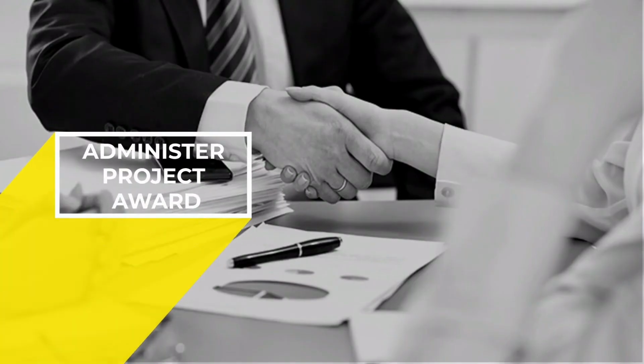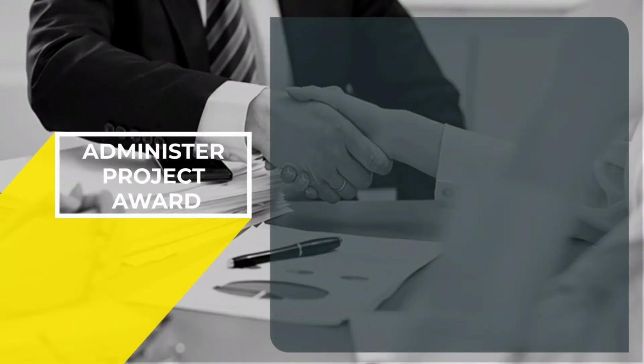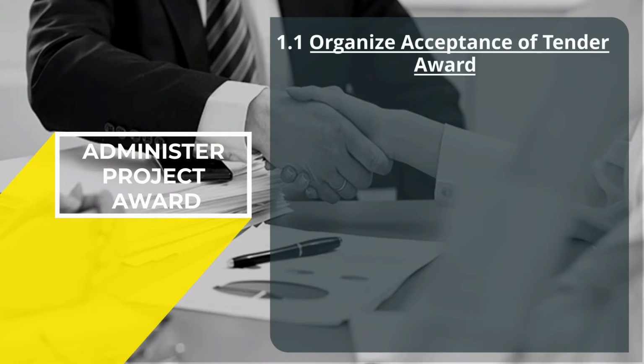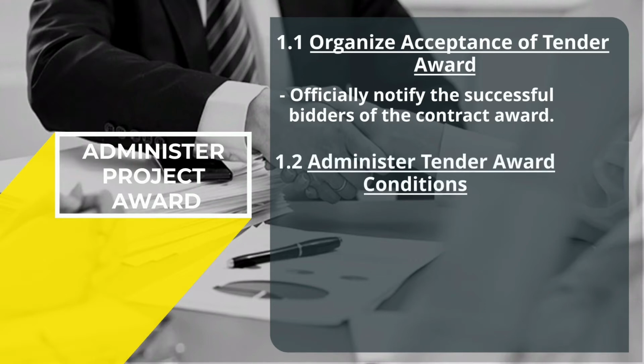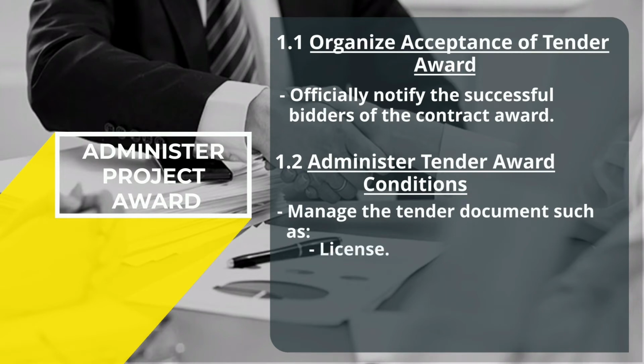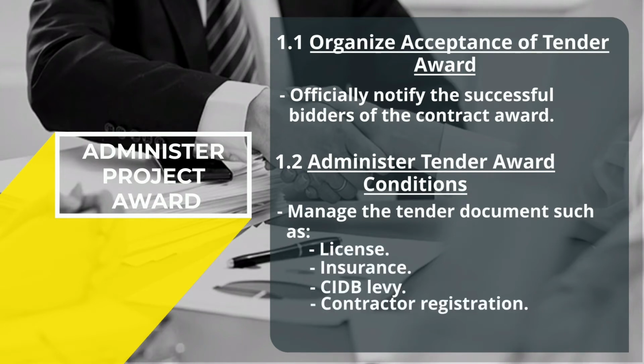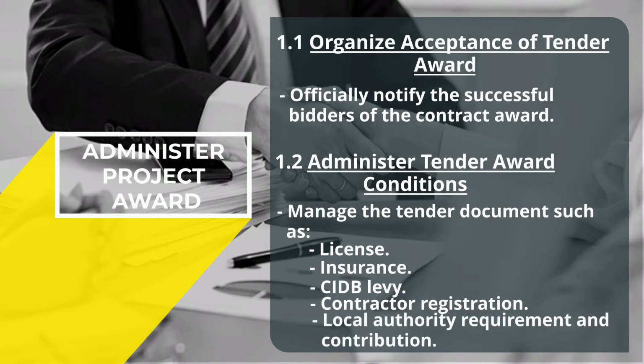Firstly, administer project award. This phase consists of organized acceptance of tender award by the developer to officially notify the successful bidders of the contract award for all services and consulting contracts. Moreover, the developer then will administer tender award condition by managing the tender documents such as license, insurance, CIDB levy, contractor registration, local authority requirement, and contribution.